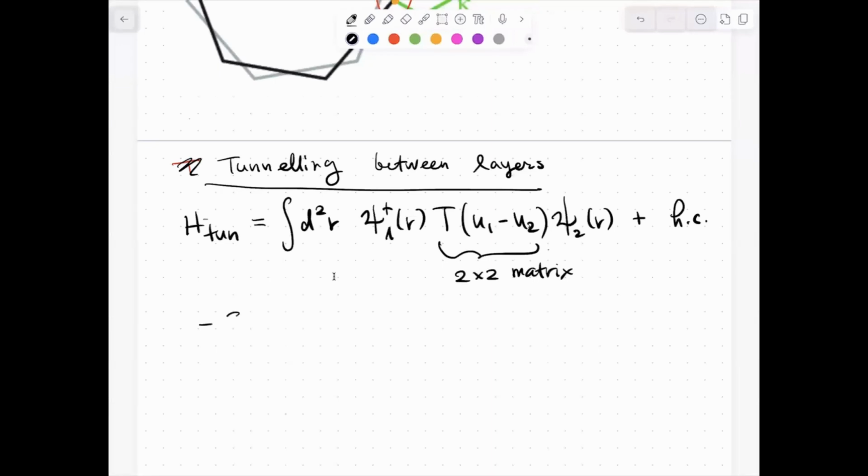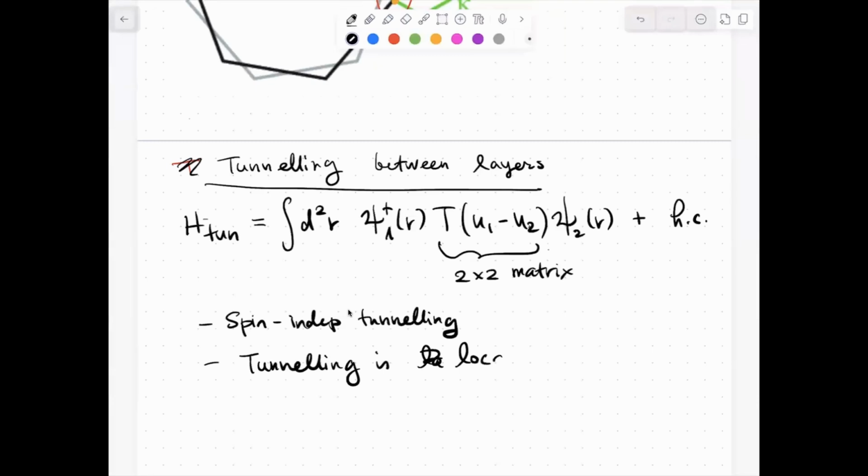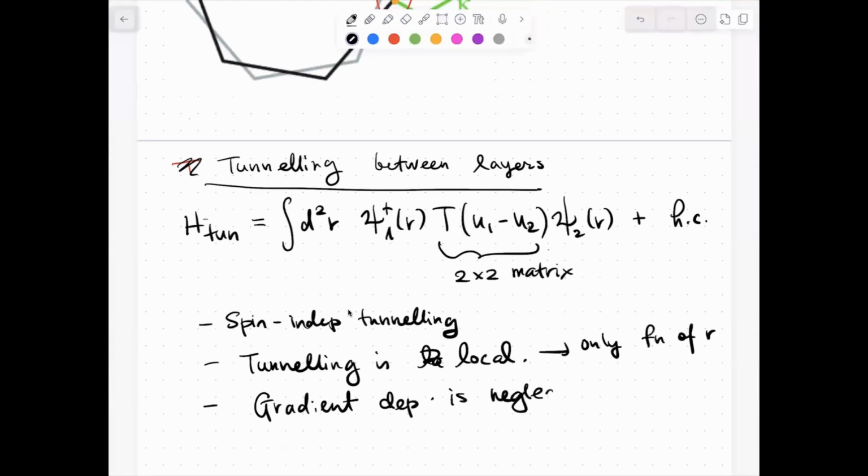What we're assuming is obviously a spin-independent tunneling. I've ignored all of the spin degrees of freedom, but this T, as we will see, does have to depend on the spinor structure. So that's the sublattice structure of these sites. I'm assuming that this tunneling is local, so it's only a function of R. So psi 1 and psi 2 are at the same point in space when they're tunneling. I'm also neglecting any gradient dependence.